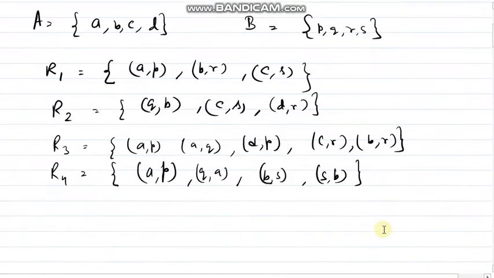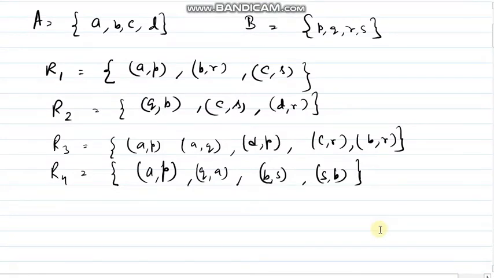Now we have to check if these are relations from A to B or not. This line is very important. These are relations from A to B or not means, is this relation a subset of A cross B or not? If it is not a subset of A cross B, this thing will not happen.